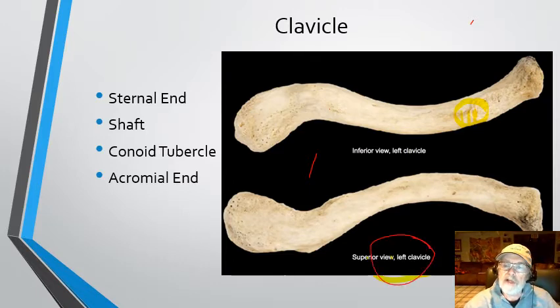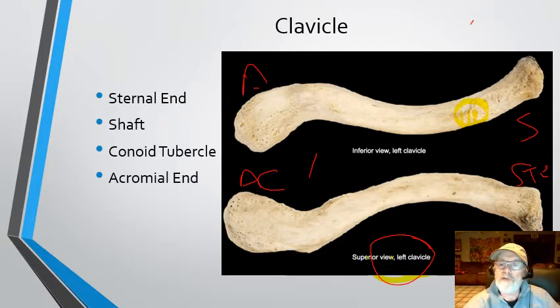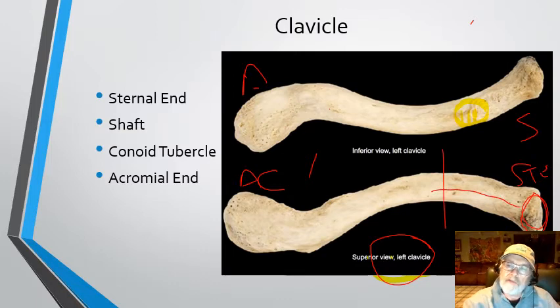It's the left clavicle, and you can see what happens. This is the sternal end right here, and this is the acromial end right here. So if you're looking from the top, it's just like we had in the previous image. This is going to be rounder out in here, okay? And we could divide that into thirds again.